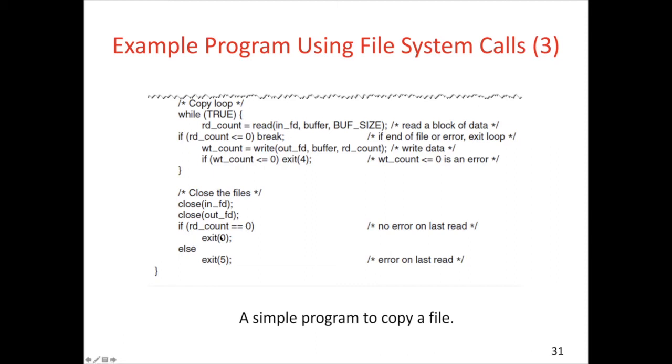Exit with code 0. This means that there is no error. It is completed successfully. As exit with exit value 5, there is an error on the last read just before the break in the loop.